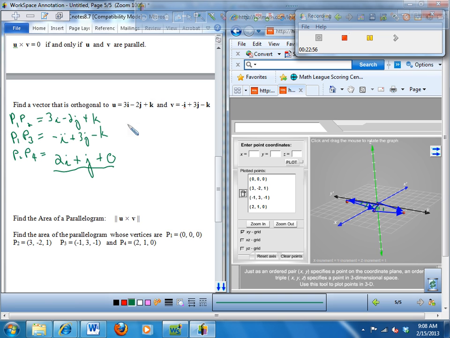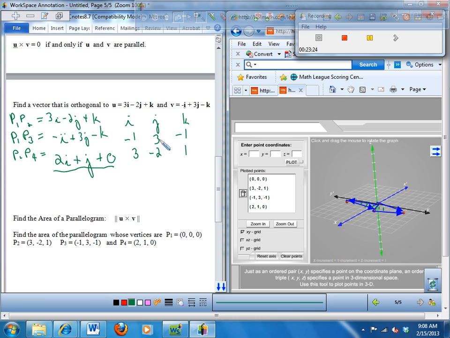All right? And again, it doesn't matter which order you do this in, because you're taking the square root of the squares anyway at the end, right? And so I'm going to do -1, 3, -1, right? Oops, I did it backwards. P1 to P2 is 3, -2, 1.